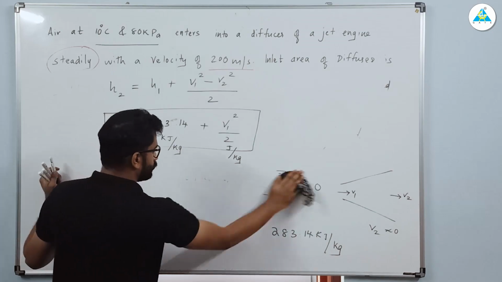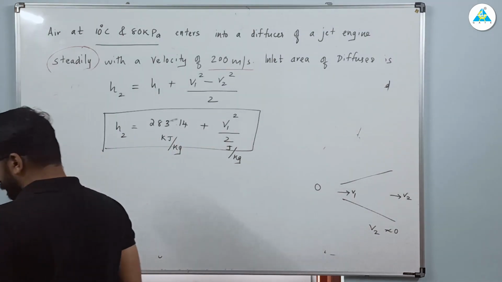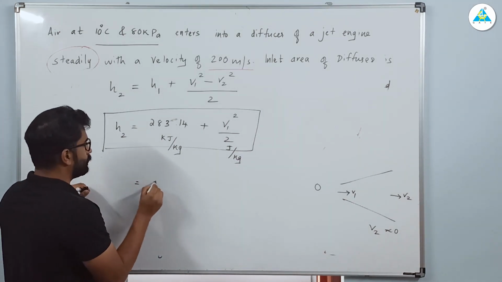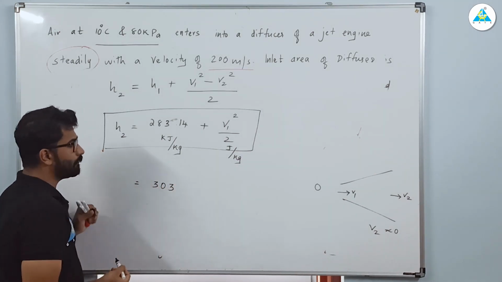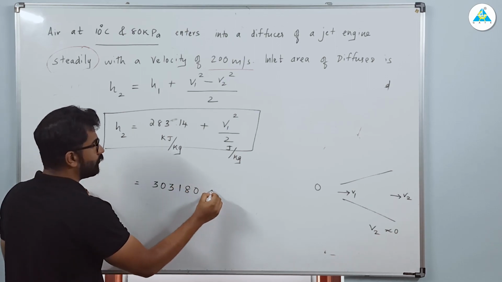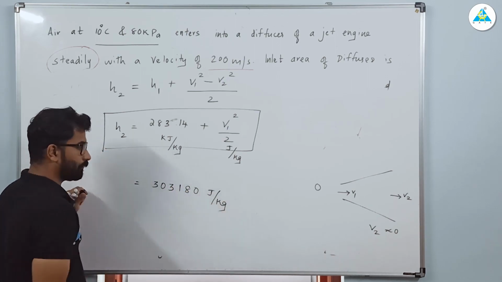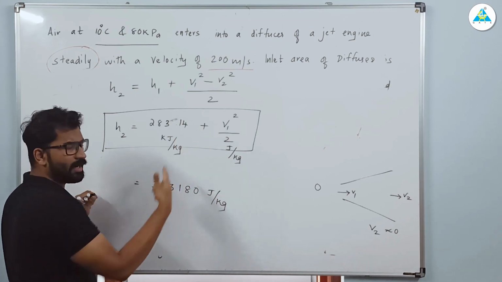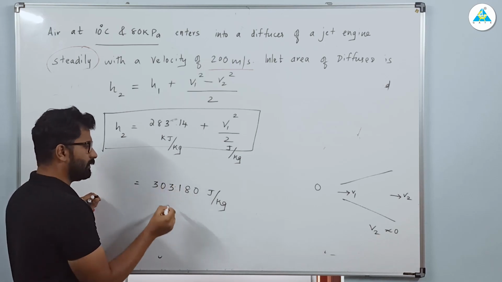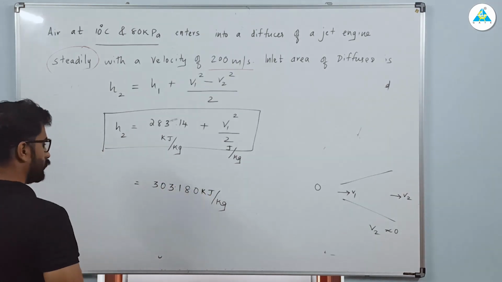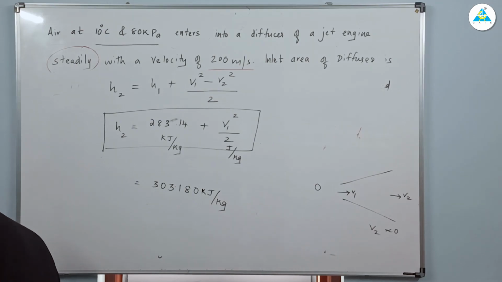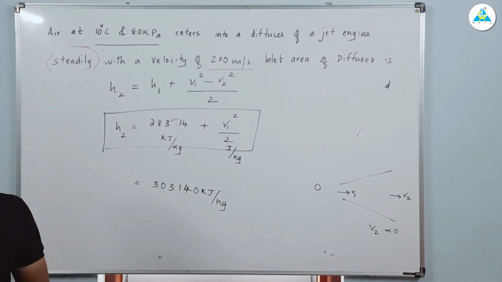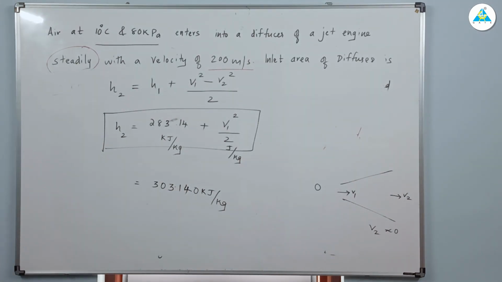What will be H2? Your answer will be almost 303.180. Convert this into joule per kg, add with that, and you will get this answer. So it will be 303.180 kilojoule per kg. I think that is the answer. 303. It is not 18, it is 140. Clear? I hope all of you are getting the answer.